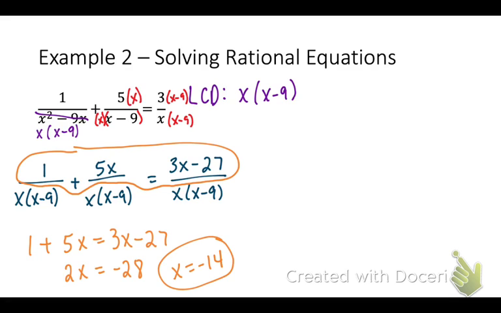We get x equals negative 14. Again, if we go up and we check our restricted values, so what x can't be, would just be 0 and 9. So x equals negative 14 is an acceptable answer.